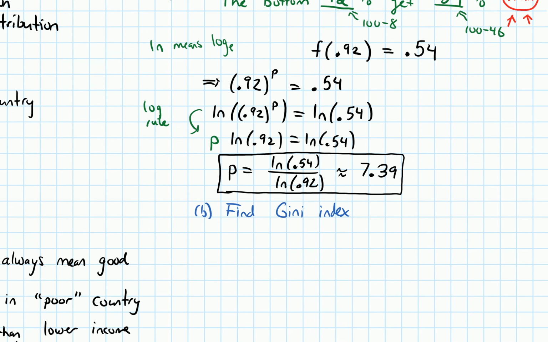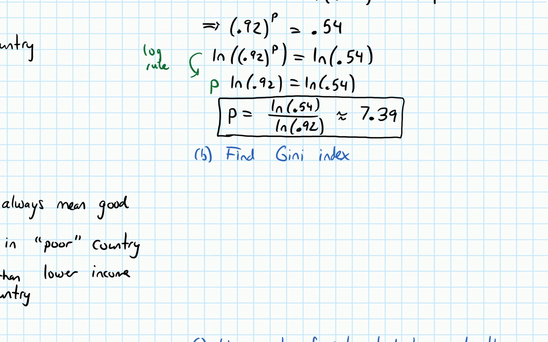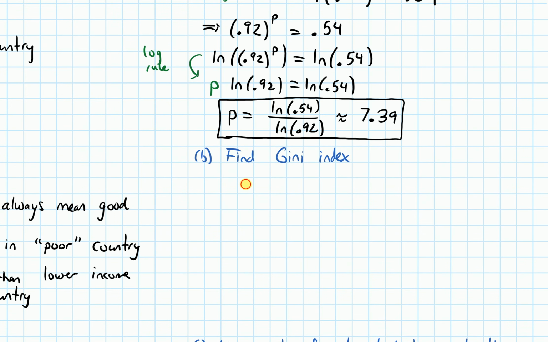Okay, so let's do another part to this example. So B, now let's find the Gini index. Alrighty, so let's use our formula for the Gini index. G equals 2 times the integral from 0 to 1, x minus our Lorenz curve. And our Lorenz curve here has the form x to the p, and now we're going to use the number 7.39 for our p value. That's what we got p was. Okay, dx.